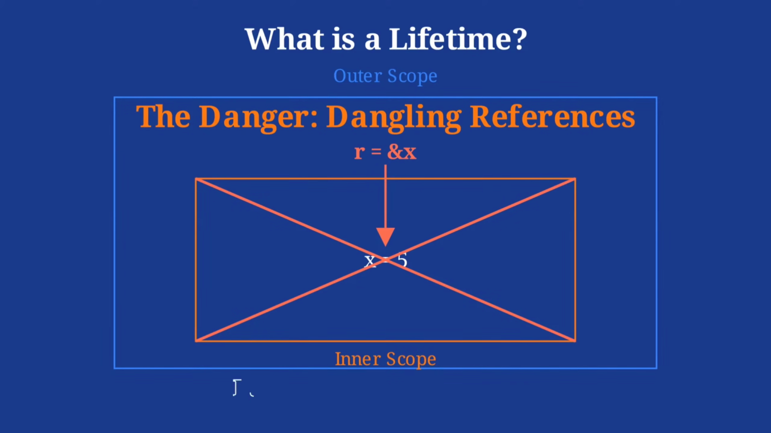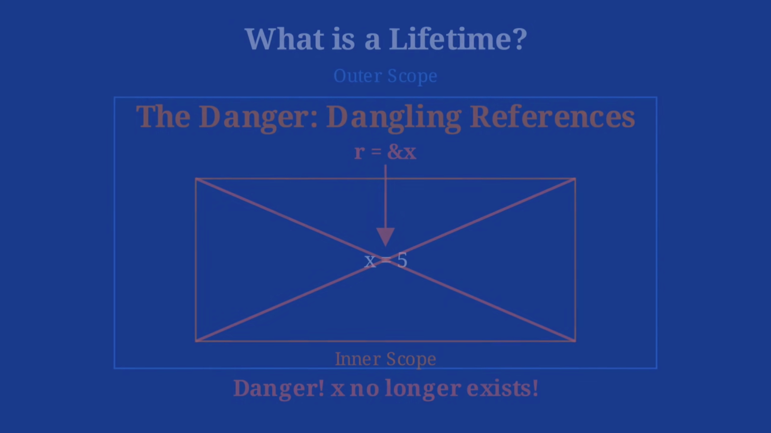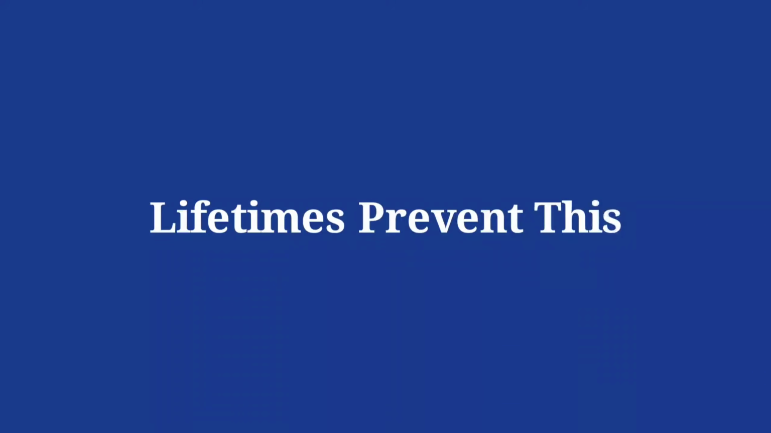The memory for X is deallocated. It no longer exists. But R, which lives in the outer scope, is now pointing to invalid, deallocated memory. This is a dangling reference, and it's a source of major bugs in other languages. Lifetimes are how Rust prevents this at compile time.